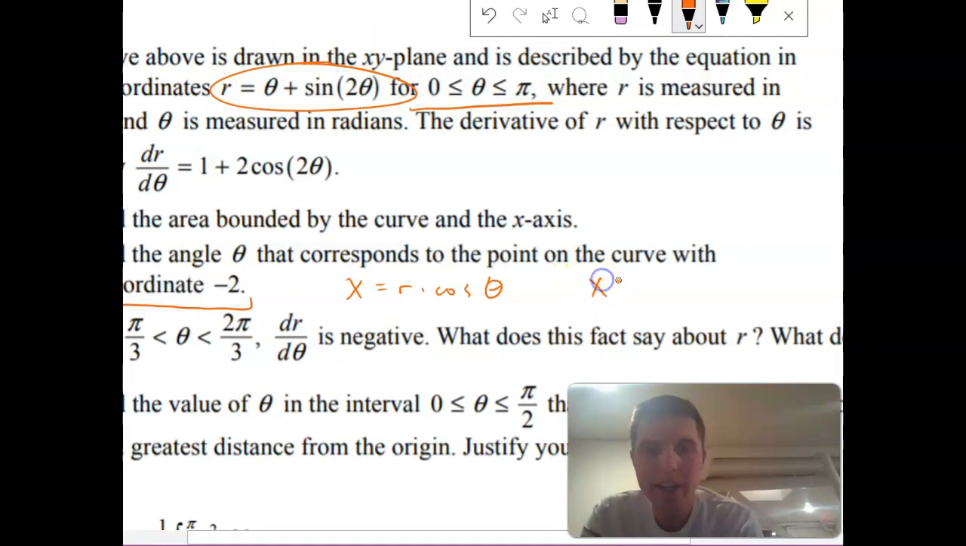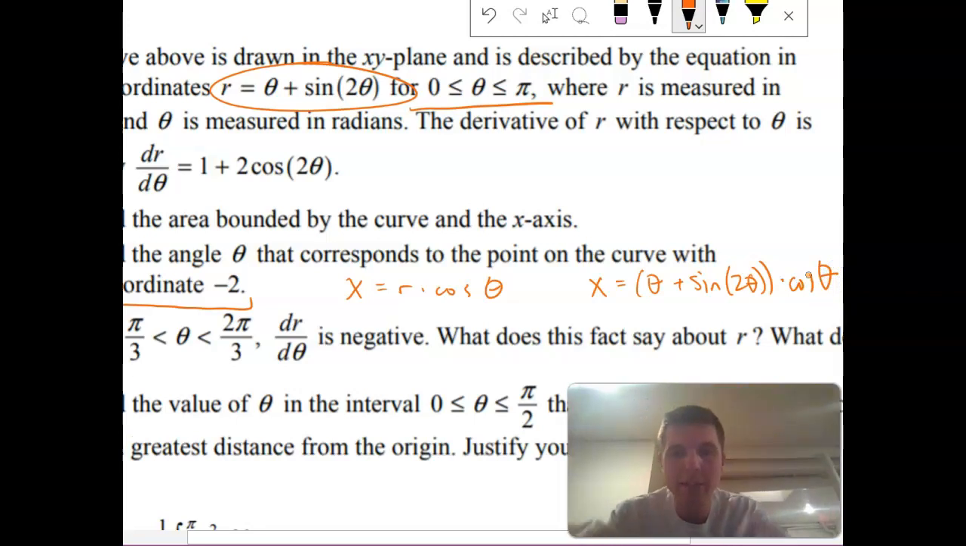So set up your equation, x equals theta plus sine of 2 theta times cosine of theta. And I want to know, when does this equation equal -2? So this is the thing I'm trying to find. Just graph it. You can use the solver function if you want, but just graph it.